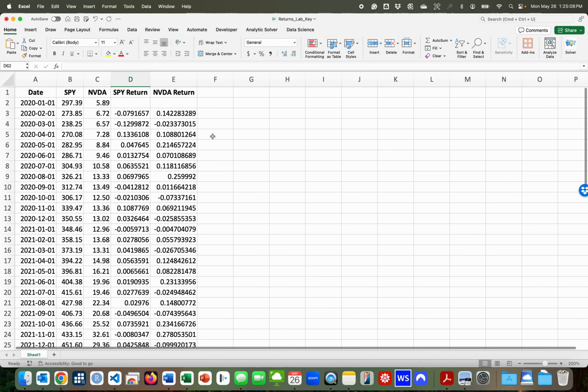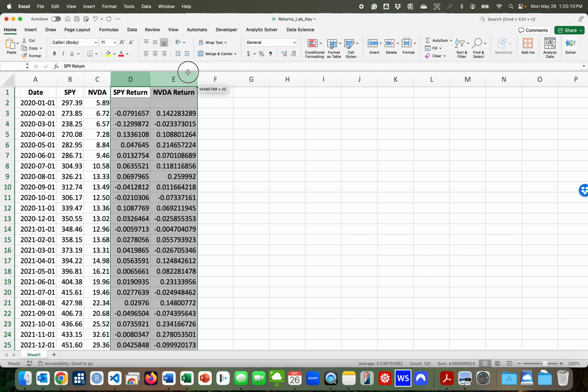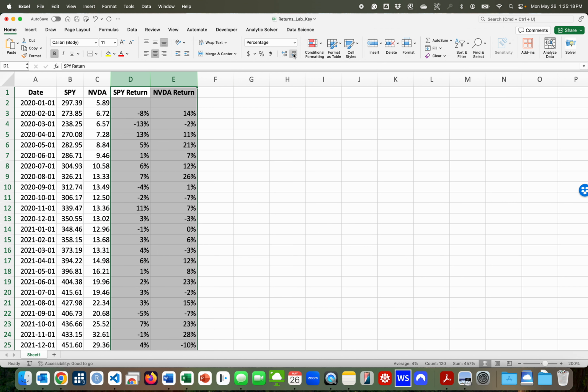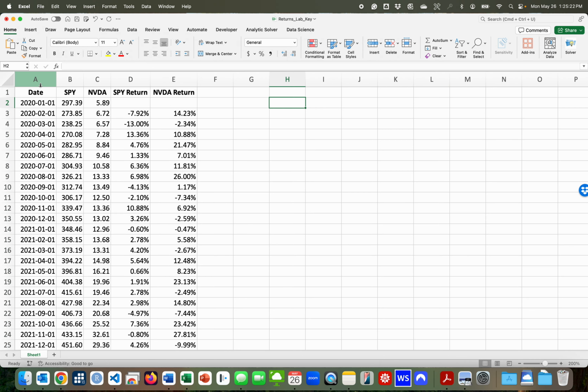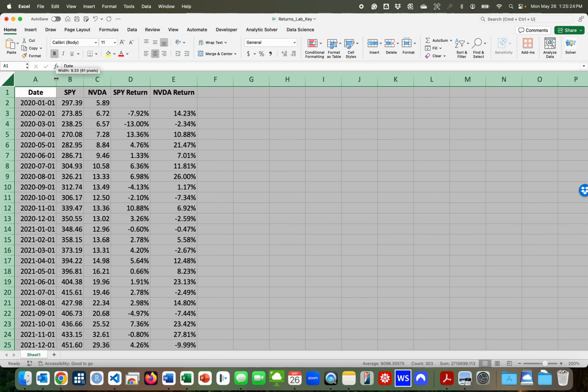We want to make that look a little bit nicer, so we want to highlight these two cells, click the little percent. So if you're on the Home tab, click the percent to format that as a percentage, and then we want to give ourselves 2 decimal places. So how do we interpret this?